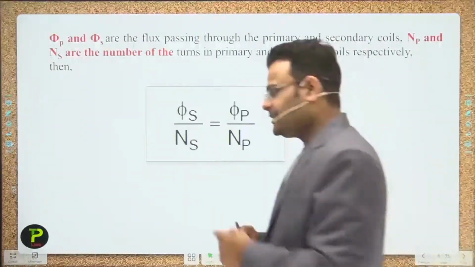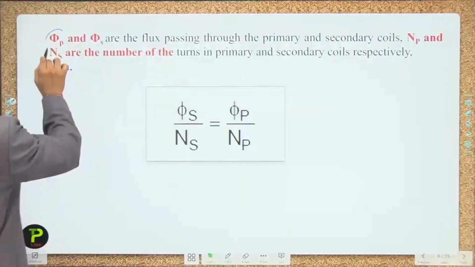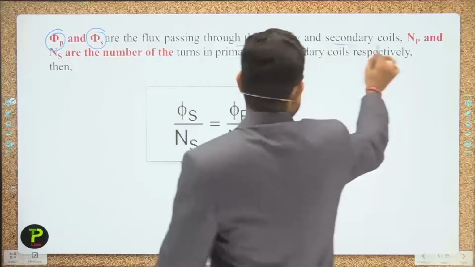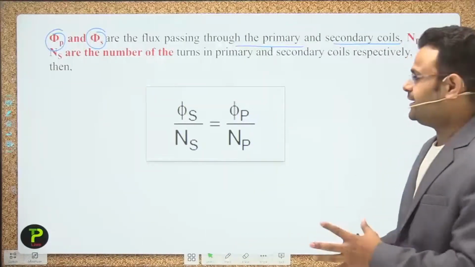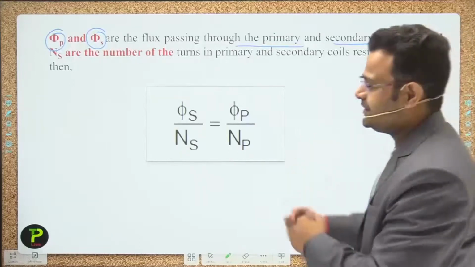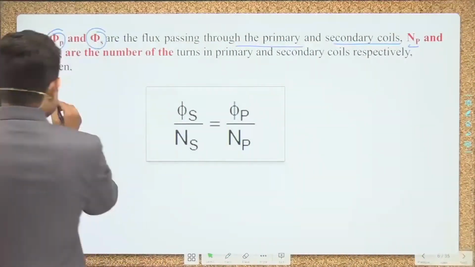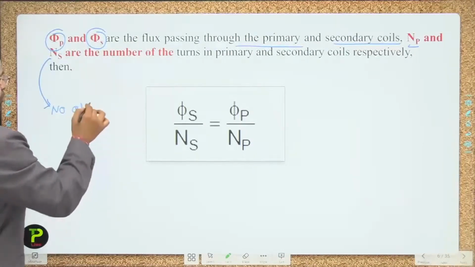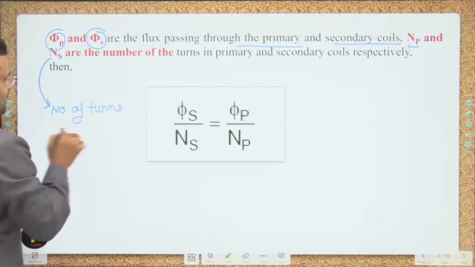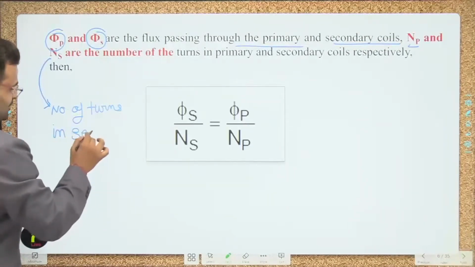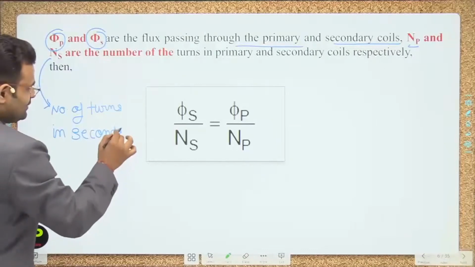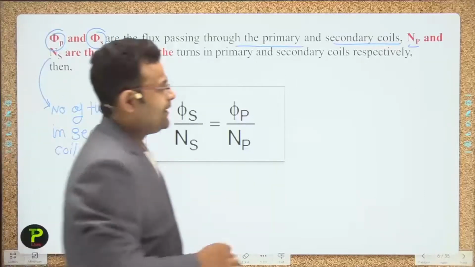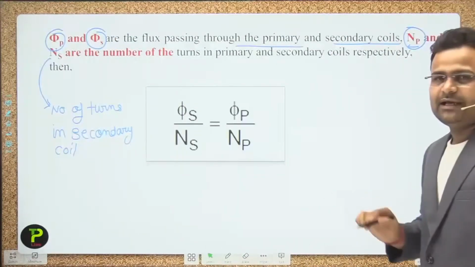Now let's suppose in the primary the flux is phi p, and in the secondary it is phi s, the flux passing through the primary and secondary coils, and we write Np and Ns for the number of turns. Ns is the number of turns in the secondary coil, and Np is the number of turns in the primary coil.